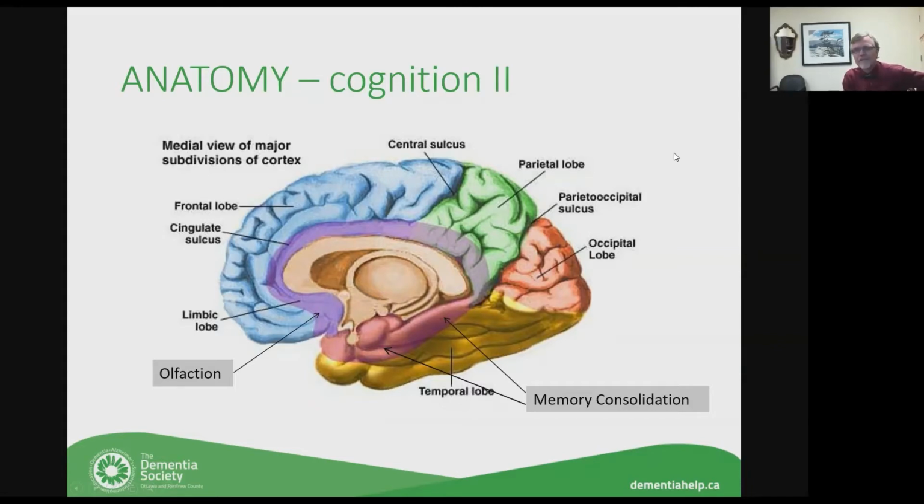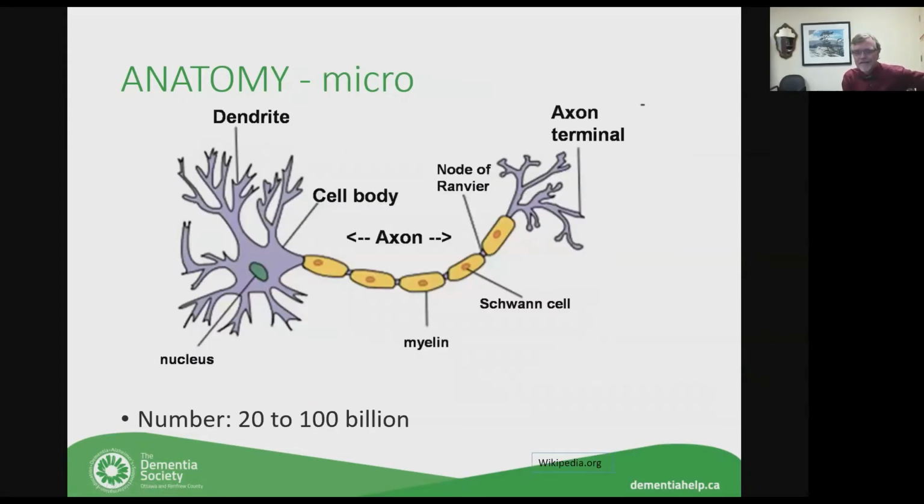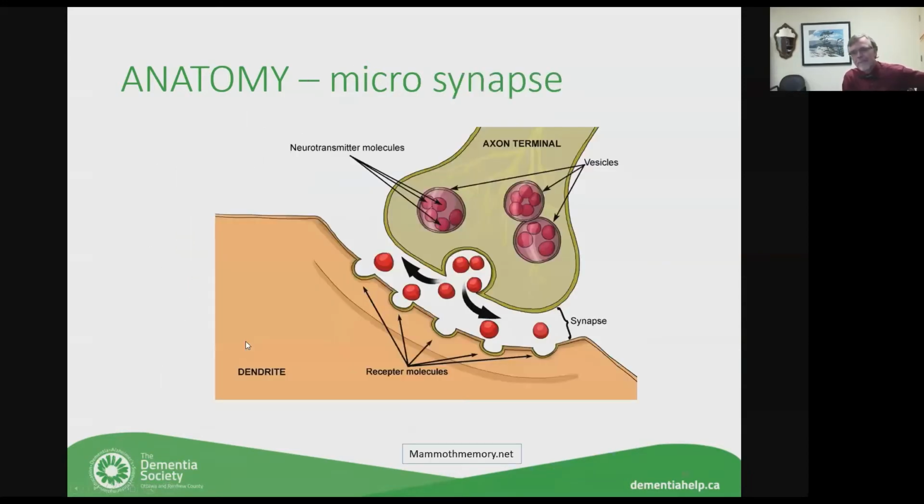So just to recap, we do have somewhere between 20 and 100 billion of these in our brain. They're neurons, and they have a cell body, they have a long axon, and the dendrites receive information. The important part here is that the communication between the neurons goes from axon terminal to the dendrite receptor of the next neuron. And these neurotransmitters are the communication, the link between electricity on one side and electricity on the other side. And that's important when we talk about treatment later on.